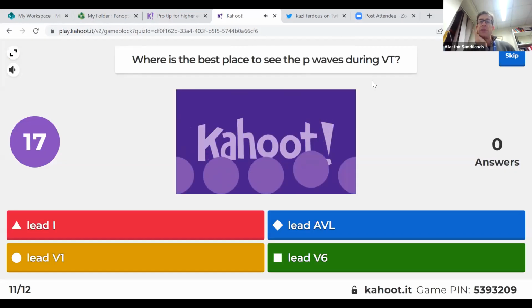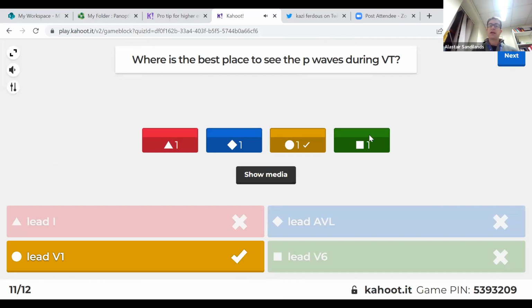Where is the best place to see P waves during VT? Okay, so 4 of you have gone with 4 answers. The best place is actually lead V1. V1 is at the top of the chest, if you look at my chest, V1's here. You're seeing the atrium probably at that area, and that's where in V1 you're going to see the sinus node beating in VT at a different rate to the ventricle.